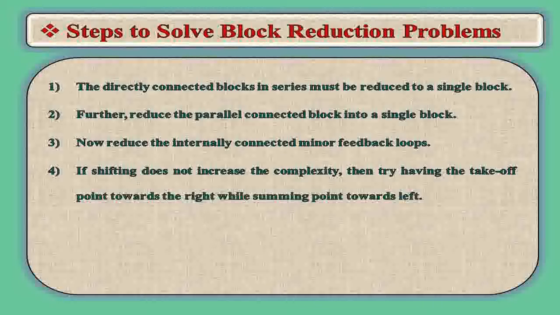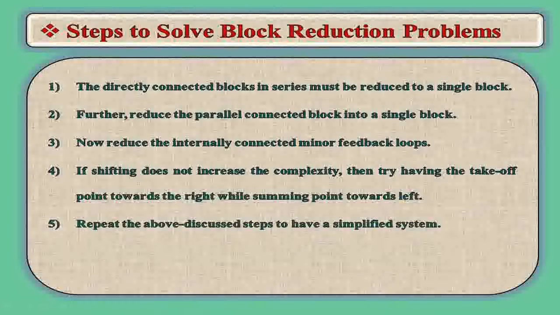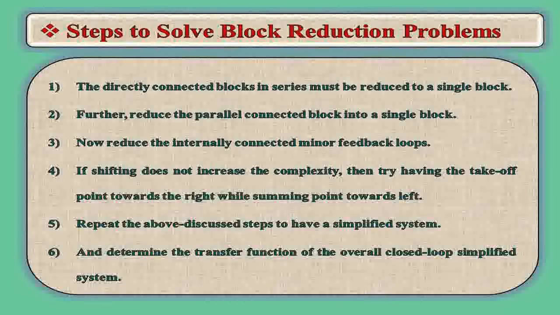Step number 4, if shifting does not increase the complexity, then try having the take-off point towards the right while the summing point towards the left. Here I again repeat, if the shifting does not increase the complexity, then try having the take-off point towards the right while the summing point towards the left. Now step number 5, repeat the above discussed steps to have a simplified system. And step number 6, determine the transfer function of the overall closed loop simplified system.